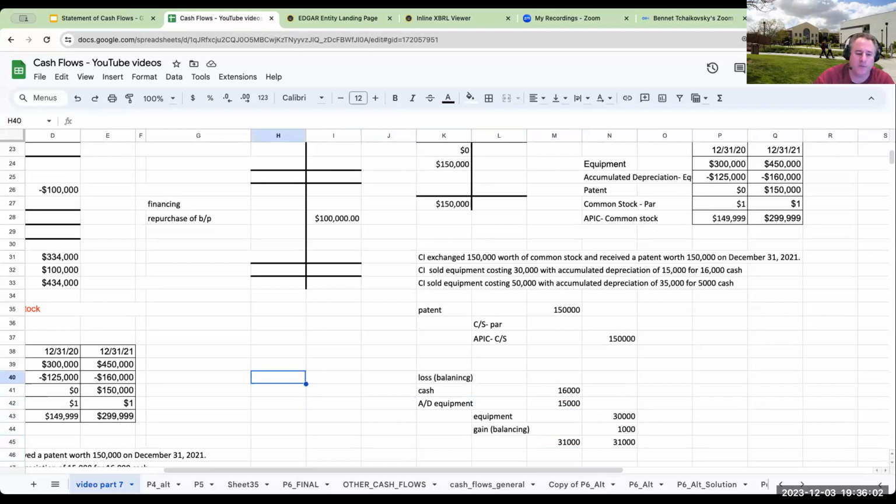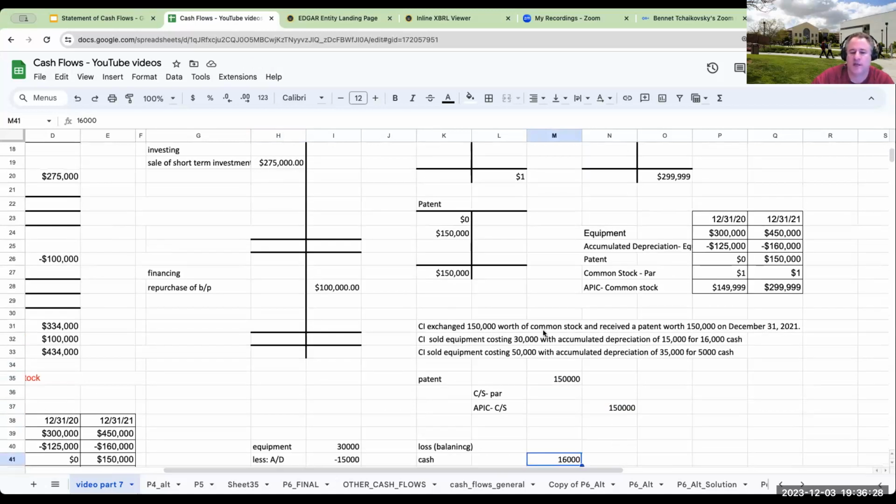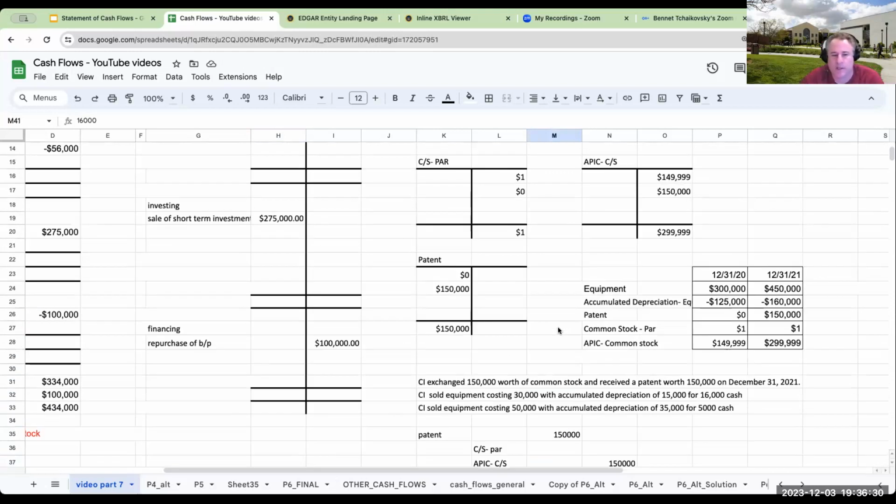The net book value is the equipment less the accumulated depreciation on the equipment. It's a contra asset account, right? It's going to have a negative balance. So my net book value is 15. Sold it for 16 means I made a profit of 1. So what I now need to go through and do is put this into the T accounts appropriately.